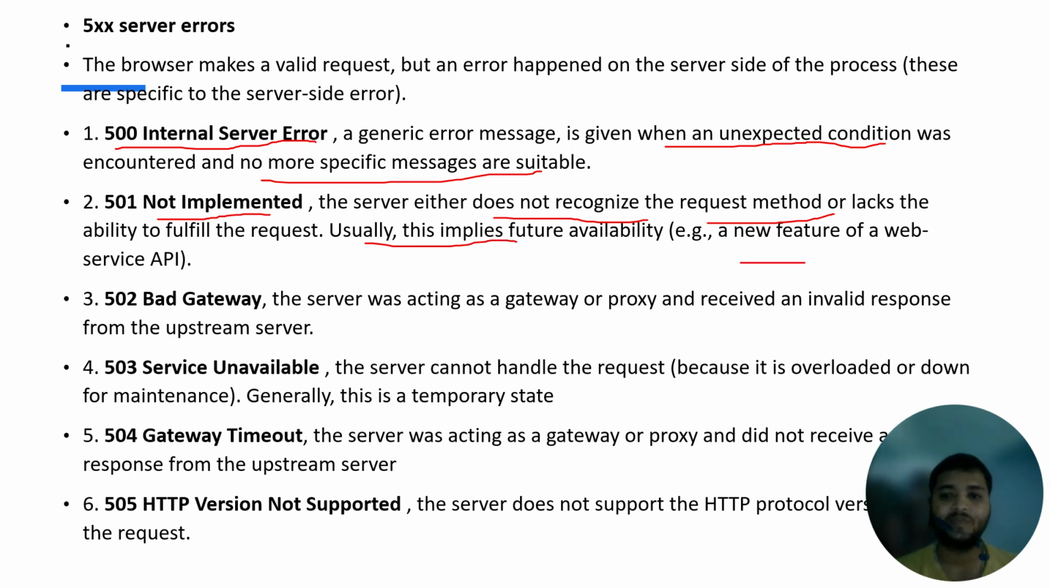A new feature of the web services API. 502 Bad Gateway. The server was acting as a gateway or proxy and received an invalid response from the upstream server. 503 Service Unavailable. The server can't handle the request because it is overloaded or down for maintenance. Generally this is a temporary state.